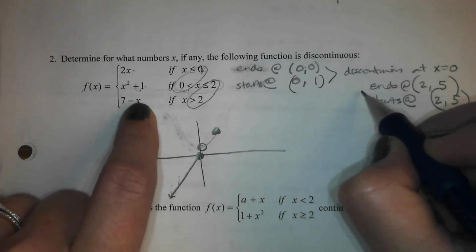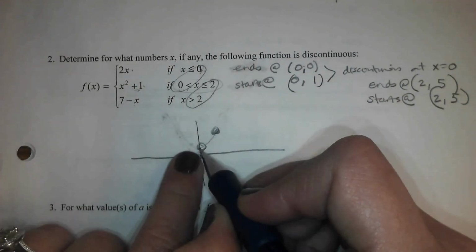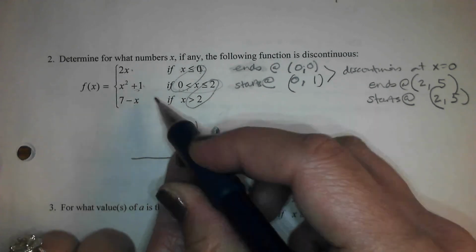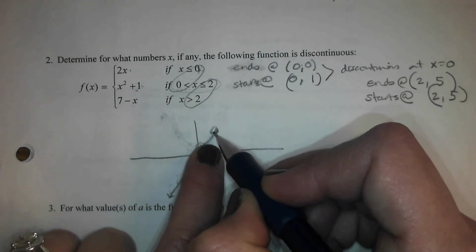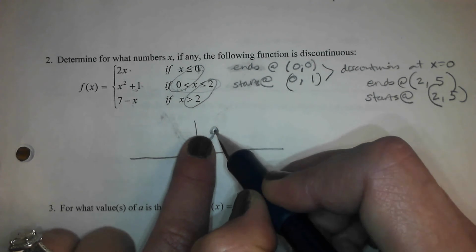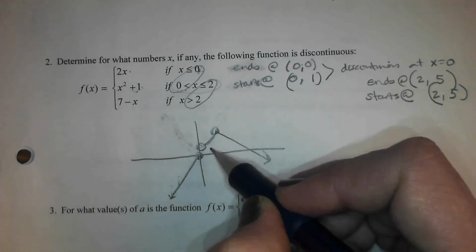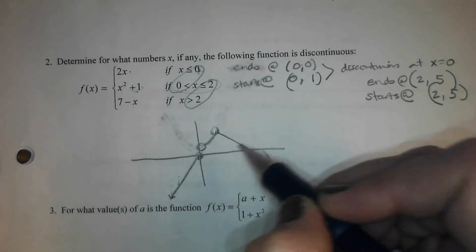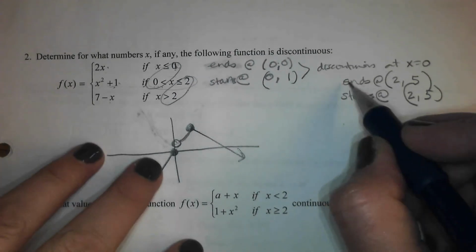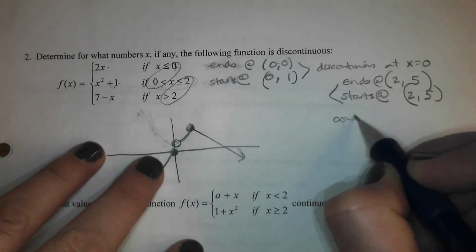So if it's ending and starting at the same point, and visually you can look up here, this parabola section, the x squared plus 1, ended at 2, 5. Well, this linear section is starting at 2, 5 with a slope of negative 1. So there's where it's ending and starting, hence why the continuity is there. So this is continuous at 2.